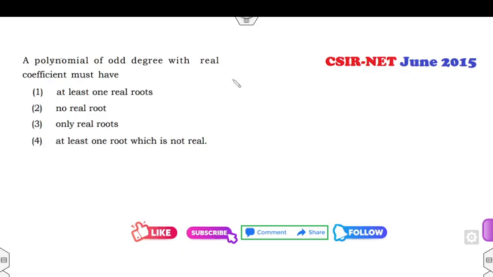A polynomial of odd degree with real coefficients must have at least one real root. Either way, you can provide an example. This is an odd degree polynomial. Is there any real root? Yes, x equals 1 is my real root. If I take the second example, x cube minus 1, how many roots are there? It has only one real root.